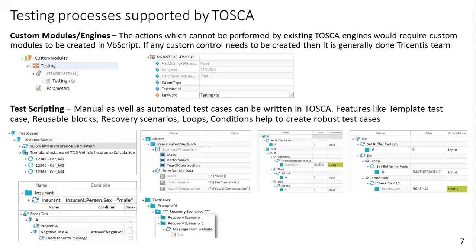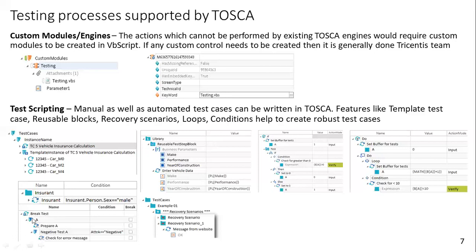Okay. Sometimes you might have to put breakpoints also. So breakpoints generally are not allowed as a debug point. It is not allowed in Tosca. What you can do is add a manual step.